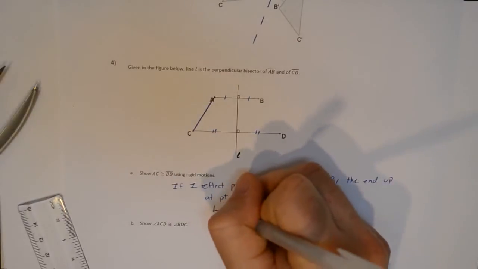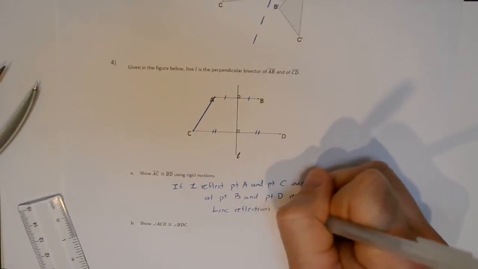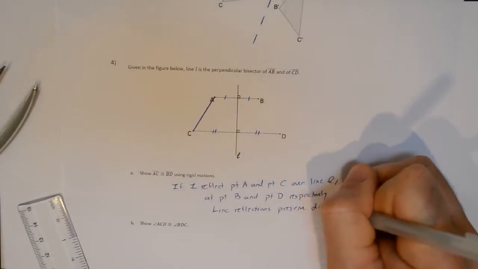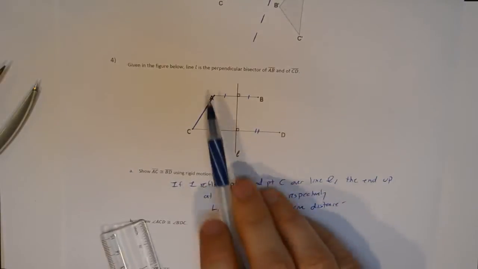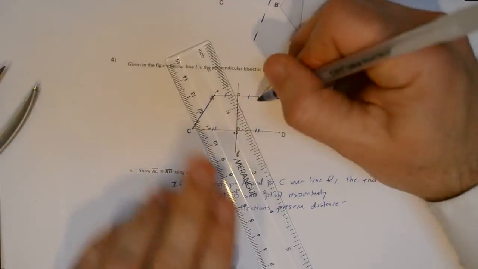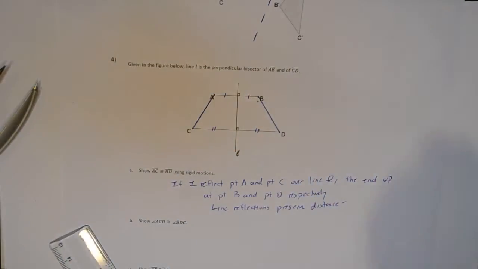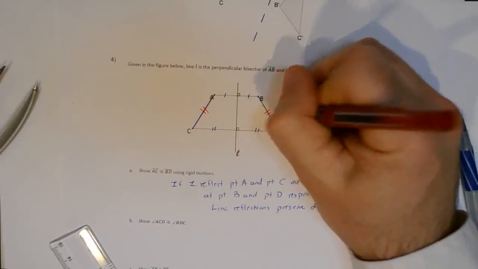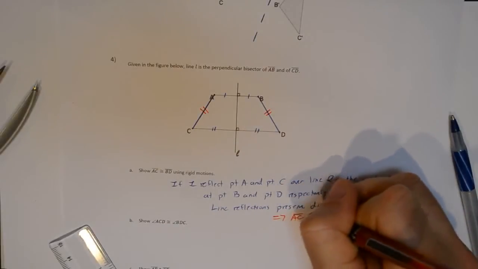Well, line reflections preserve distance. So if line reflections preserve distance, and A maps to B and C maps to D, then by definition, that means that AC is going to be congruent to BD. Right? Therefore, AC is congruent to BD.